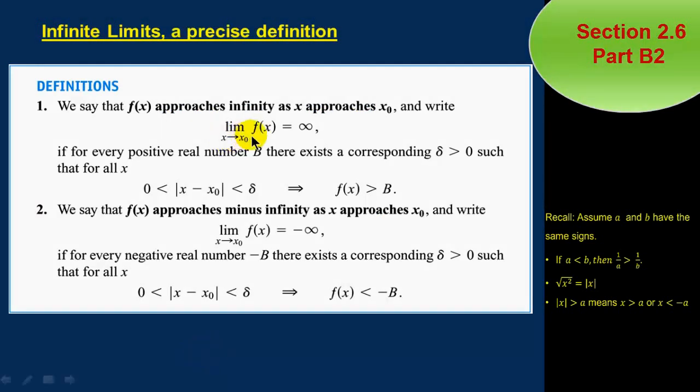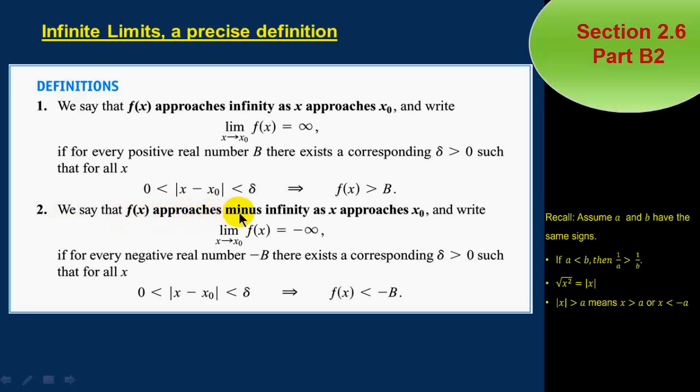Infinite limits, a precise definition. We say that the limit of f of x as x approaches x naught is equal to infinity if for every positive real number B, there corresponds a delta such that for all x's close enough to x naught, within delta, it implies that the y values would be greater than B.